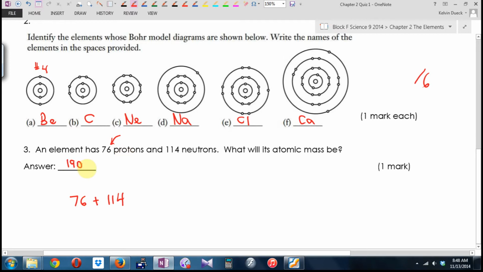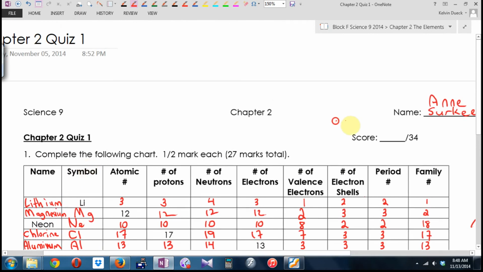By the way, 190 what? Grams? No. Kilograms? No. 190 atomic mass units. We let one mass be a proton, and we use that as our mass reference, which is why the numbers work so nicely. 1 mark for that. Can you clearly give yourself a score out of 34 right there?